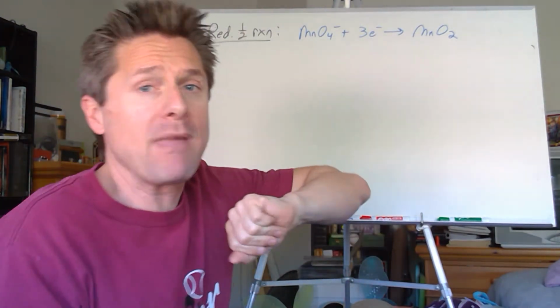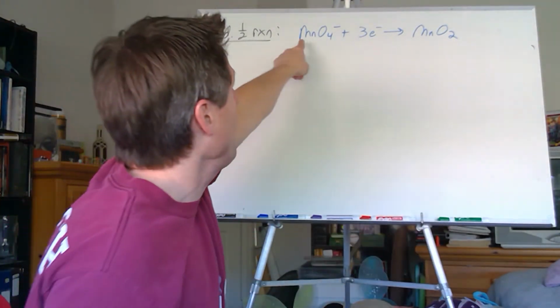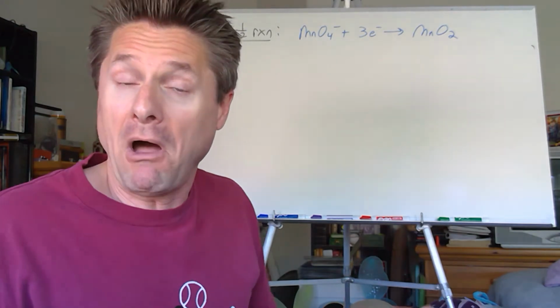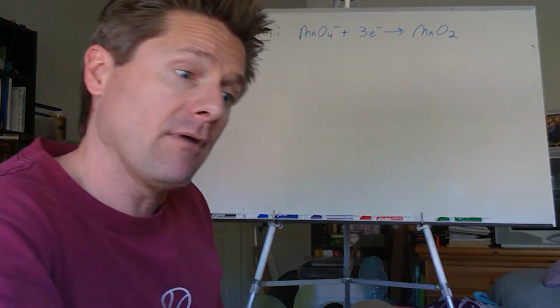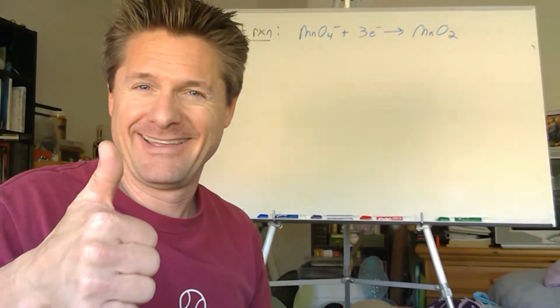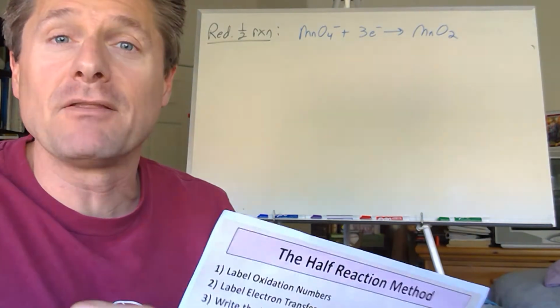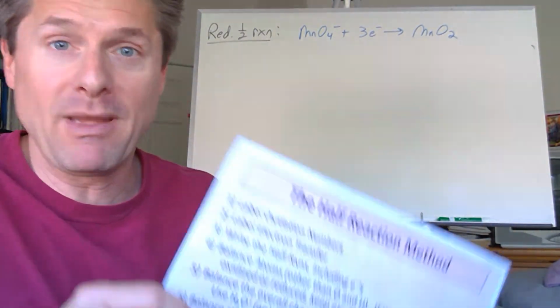Now, I'm not going to worry about balancing the oxygens in this step 4. But the manganese I would, but I have one manganese here and one there, so I'm good. So step 4, we're done. Yeah, I'm going to give you that in a test. All right, so everything's balanced other than the oxygen. We just got to figure out how to balance the oxygen.